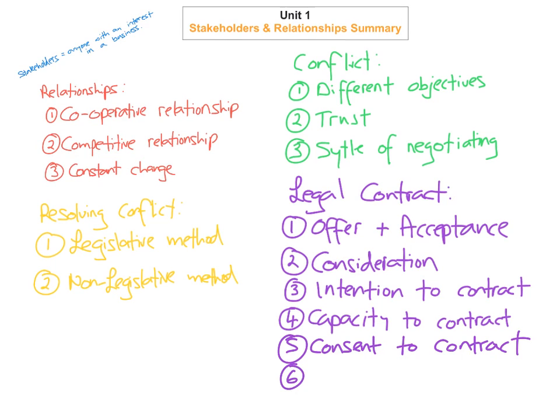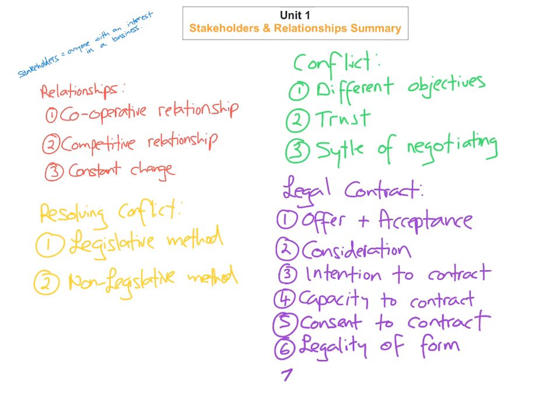The sixth one is legality of form. And this means that certain contracts to be legal must be drawn up in a particular way. So for example, a hire purchase contract must be written out.